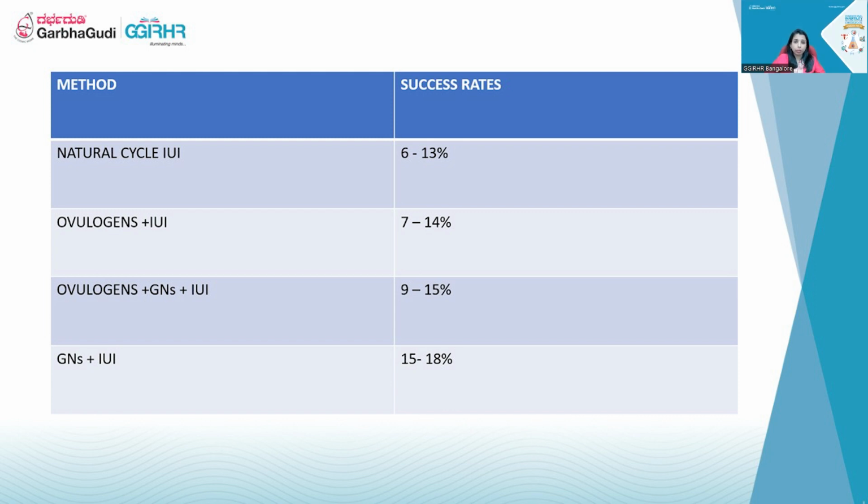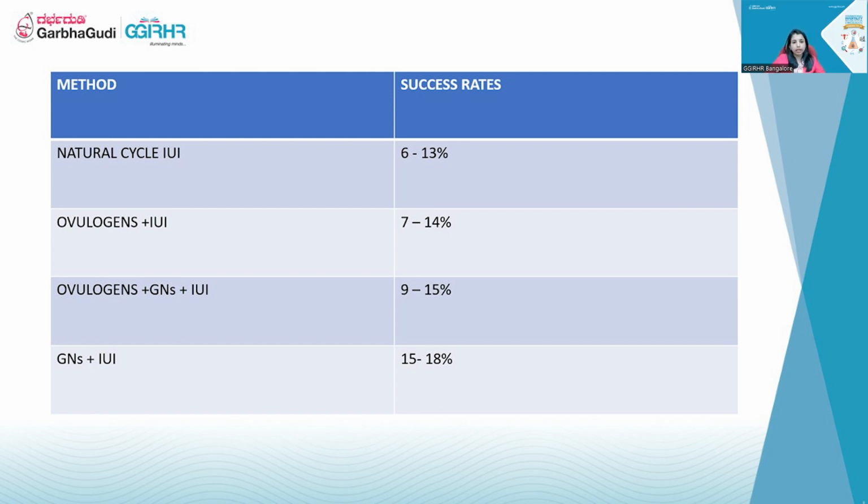So how can you maximize the success rates of IUI in your clinic? The first thing is you choose what kind of IUI you want to do, whether you want to go for a natural cycle, or you will give just oral drugs for ovarian stimulation and perform IUI, or you can combine oral ovulogens with gonadotropins and then perform an IUI, or go with just gonadotropin and IUI.